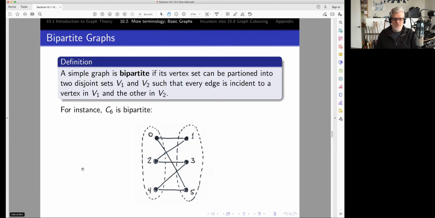Here's an example: C6, the 6th cycle, is bipartite. You see that I drew the cycle in a sort of unusual way. The natural way would be just to draw a cycle like that, but for my purposes here, it is more convenient to draw it as I did, because now I look at the even numbered vertices 0, 2, and 4, and I look at the odd numbered vertices 1, 3, 5, and you see that the edges are all across. Every edge connects a vertex in one piece to a vertex in the other piece. So it is bipartite.